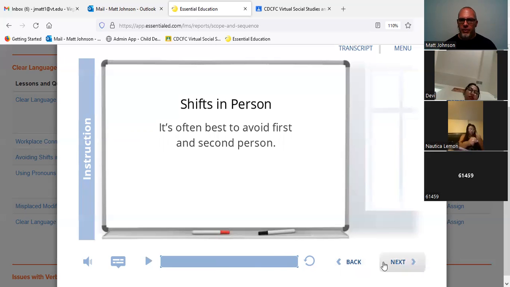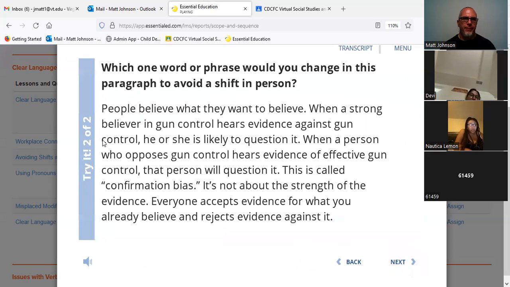And now, let's see here. Which one word or phrase would you change in this paragraph to avoid a shift in person? It says click on the word or phrase to select it. Look for pronouns or for words that describe people. People believe what they want to believe.